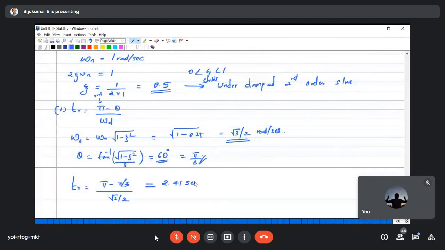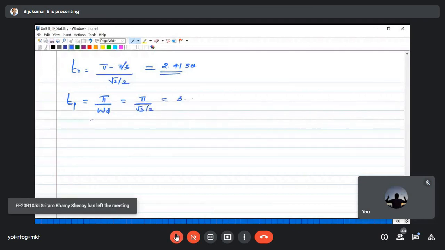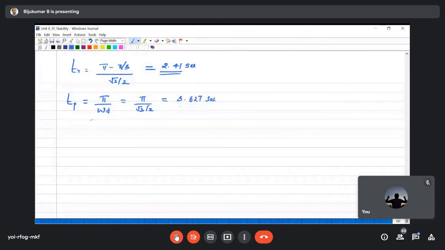Now we can find out the peak time. It is pi by omega d, right? So what is the answer? 3.6277. This will be the second parameter. Now we will move to the third.